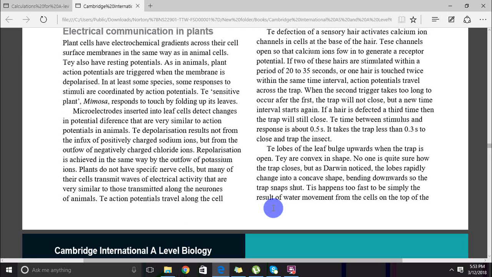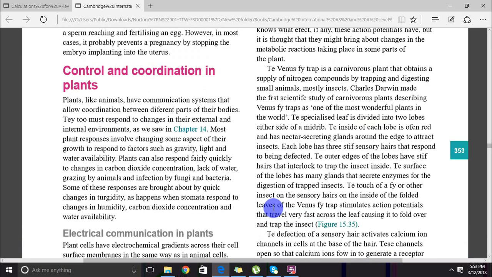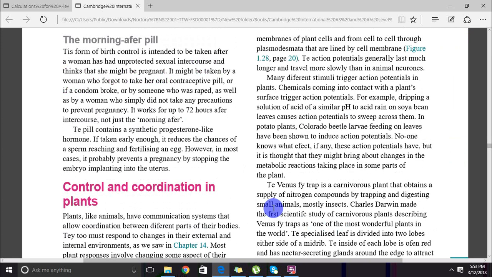So the action potentials travel along the cell membranes of plant cells and from cell to cell through plasmodesmata that are lined by cell membrane. The action potentials generally last much longer and travel more slowly than in animal neurons. Many different stimuli can trigger action potentials in plants.